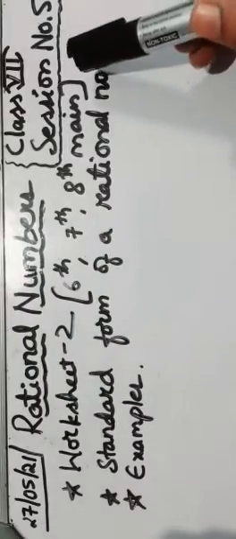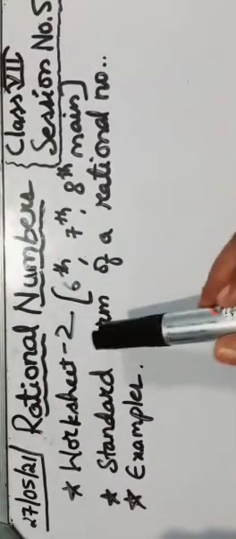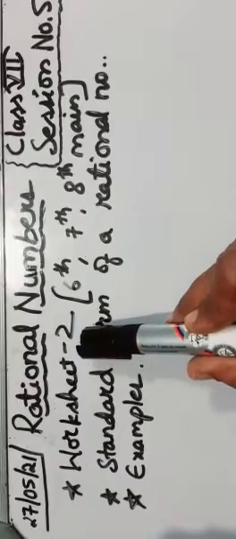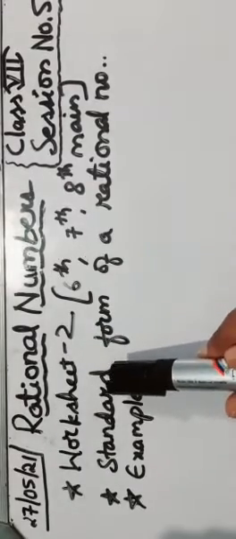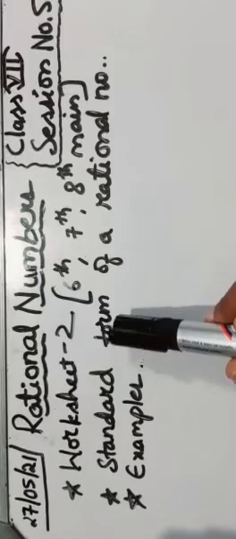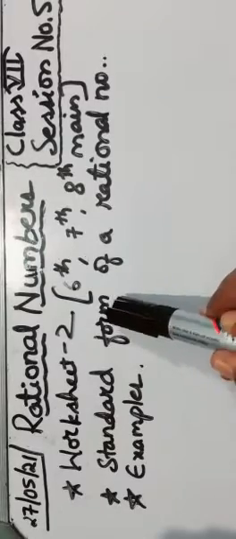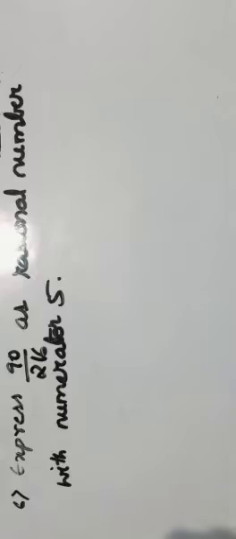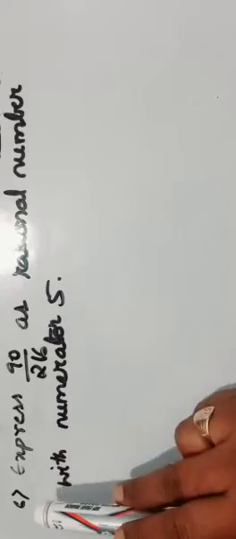Today in this session number 5, we are going to continue the problems from worksheet number 2 and also learn how to express a given rational number in the standard form and some examples. Children, let us start with the question number 6.